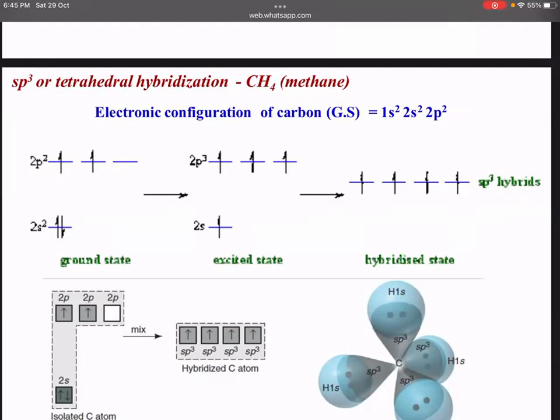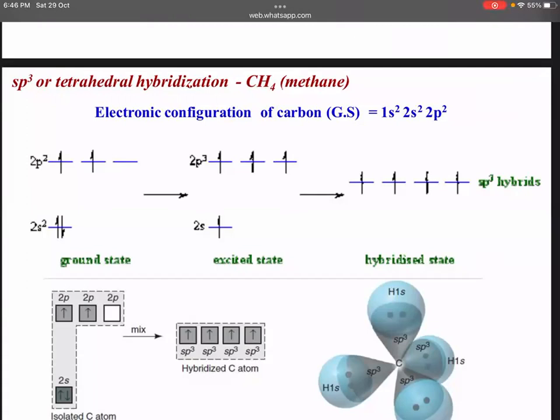So if you have sp3 hybrid orbitals, they will give a tetrahedral shape. Tetrahedral: 1, 2, 3, 4. You know what the tetrahedral shape is? Two are in the same plane, one is towards you, and another one is at the back side. The s orbital overlap is along the bond axis, so it is a sigma bond. This will be the bond axis, sigma bond. This will be the bond axis, sigma bond. So it will form 4 sigma bonds.